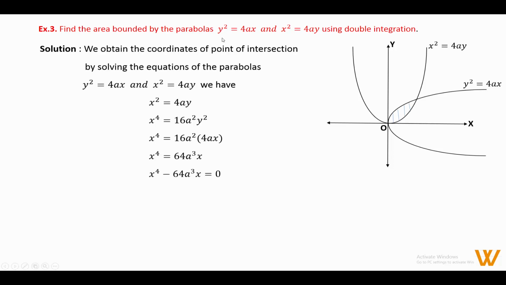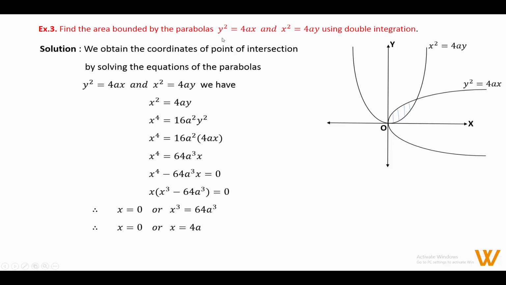Therefore we get x raised to 4 minus 64 a cube x equal to 0. Now here x common, inside the bracket x cube minus 64 a cube equal to 0. So we get x is 0 or x cube equal to 64 a cube. So x is 0 or x equal to 4a.